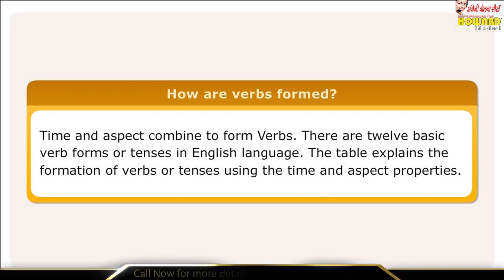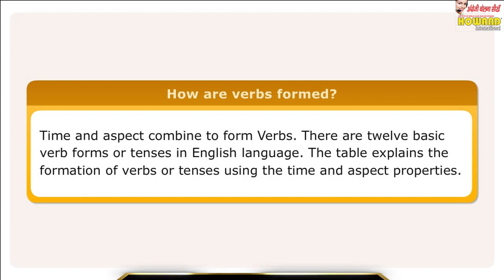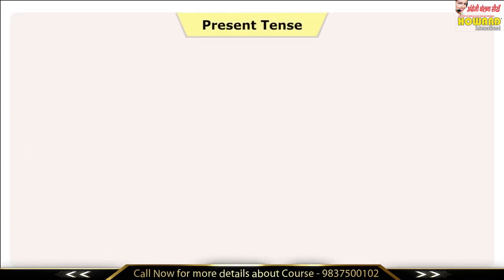How are verbs formed? Time and aspect combine to form verbs. There are 12 basic verb forms or tenses in the English language. The table explains the formation of verbs or tenses using the time and aspect properties. Let's begin with the present tense.